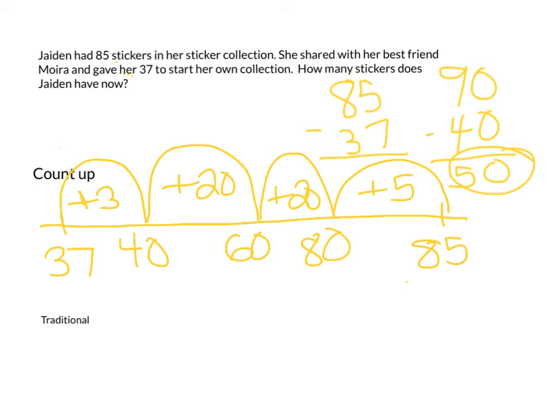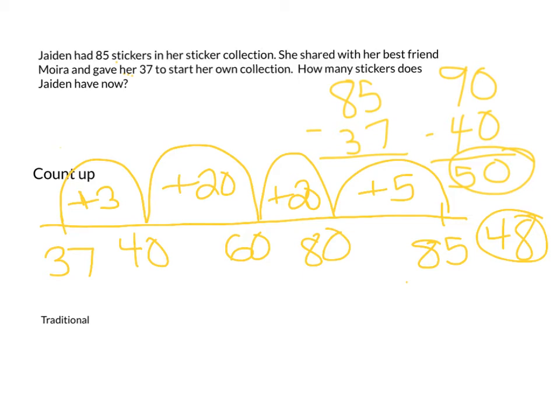And the numbers that we added up to get from 37 to 85 would be 20 plus 20 plus 5, which would be 45, plus 3, which would be 48. So 48 would be how many stickers Jaden has now. And as you can see, 48 is really close to 50.